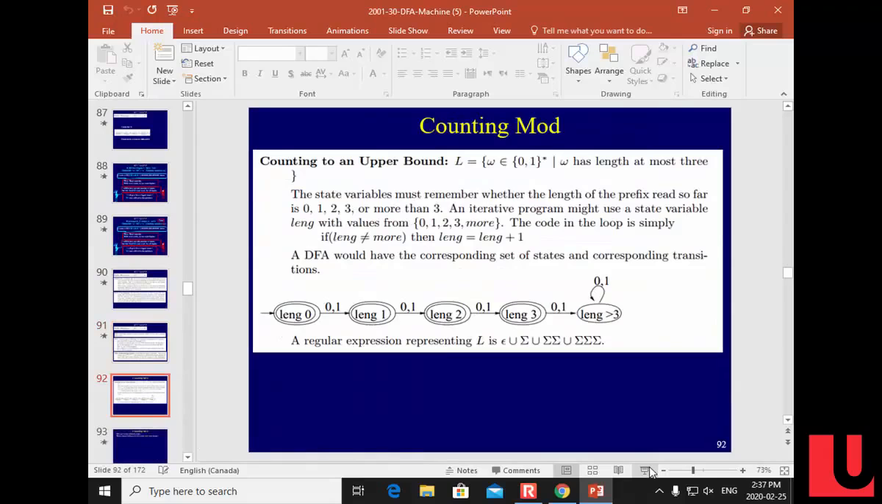Read all that, it's all saying the same. All right, so here's another example. It has length at most 3, right? So we count up to 3, and then it has more. If you're not getting something, holler. Everybody getting that?